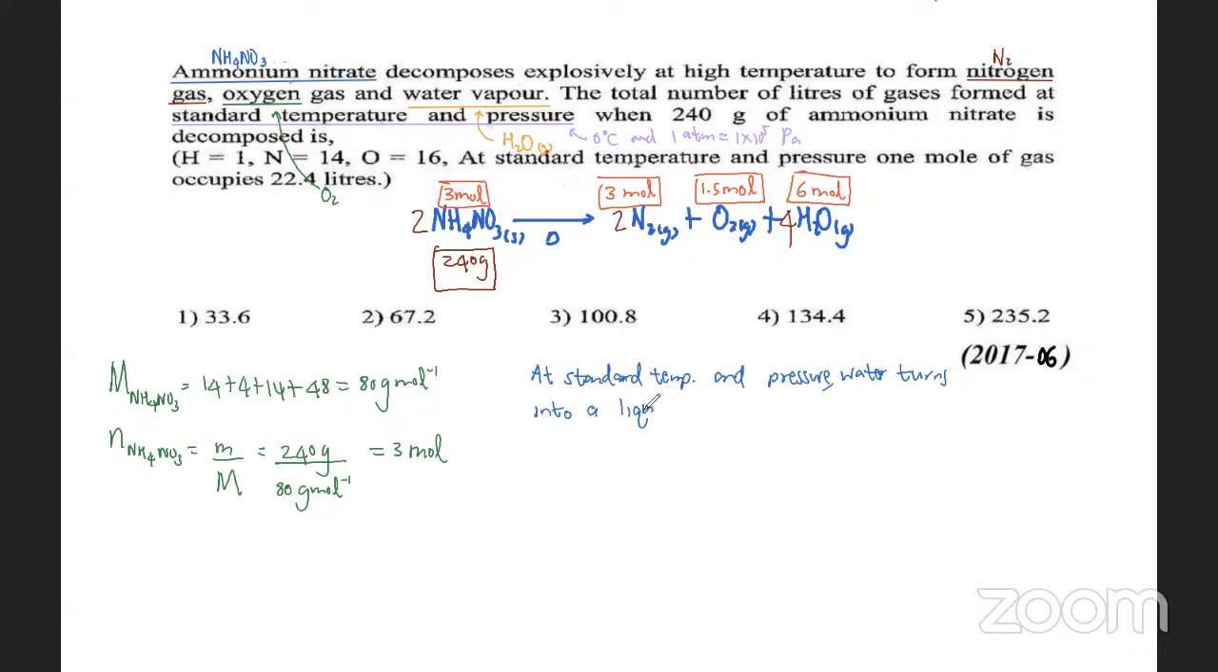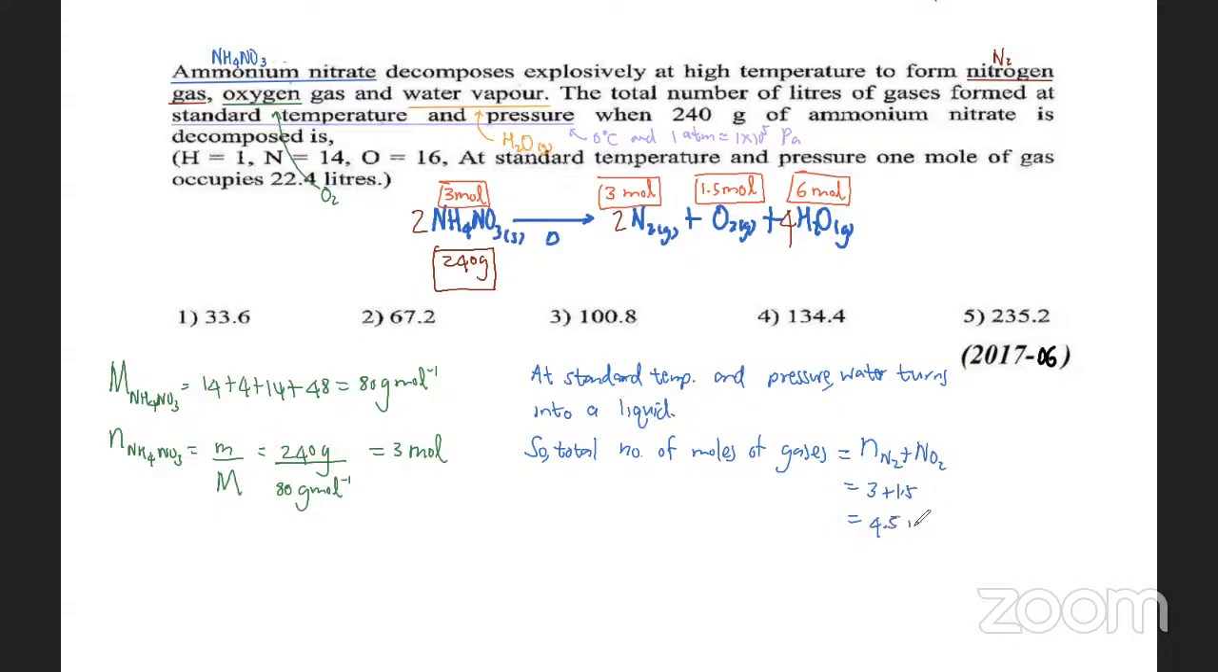Water turns into a liquid. So what is the total number of moles? Total number of moles of gases will be equal to the remaining gases, number of moles of nitrogen plus number of moles of oxygen. That is 3 plus 1.5, equal to 4.5 moles.